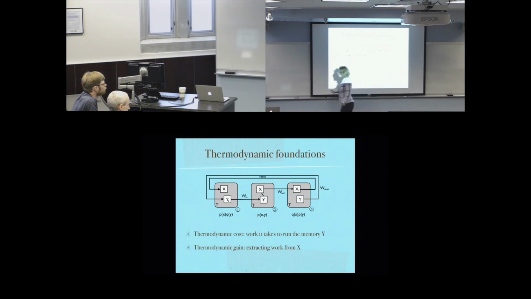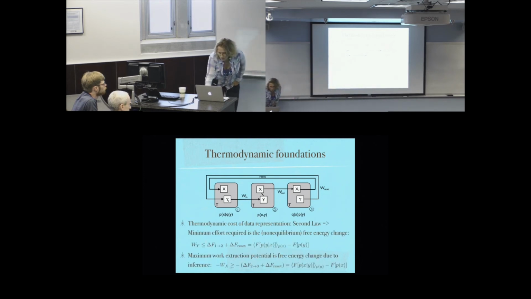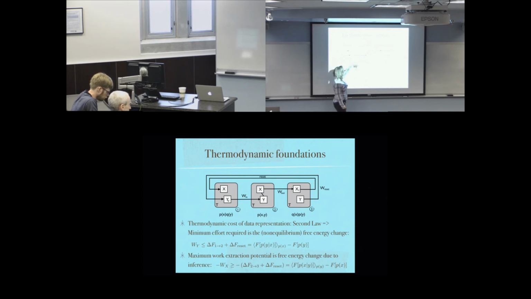Okay? So now I'm going to ask, what is the total effort of running the memory Y? And what is the total maximum work potential that I can have by extracting stuff from the system X? So the work I have to do on Y is bounded again using the second law of thermodynamics, right? Oh, sorry, it's a lower bound. That's again a typo. By the free energy changes involved in the two manipulations I do, this one and the reset.